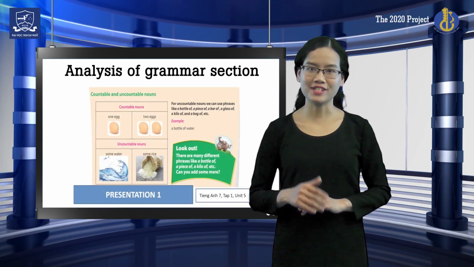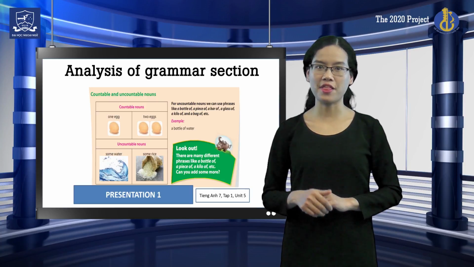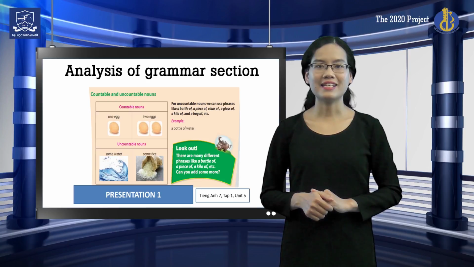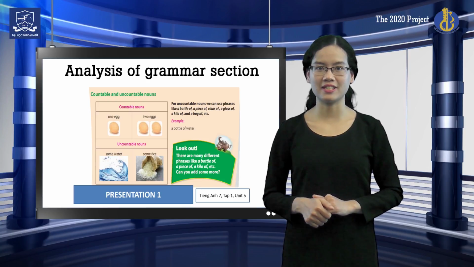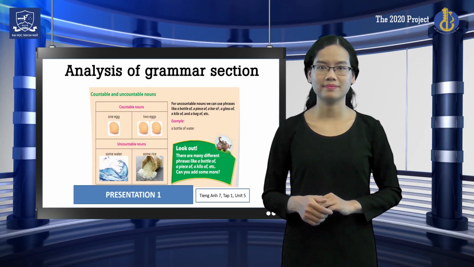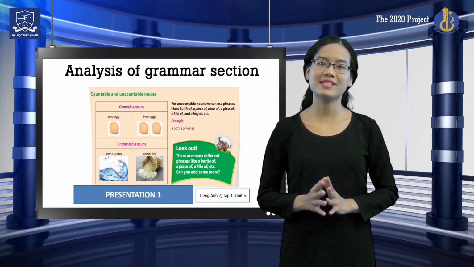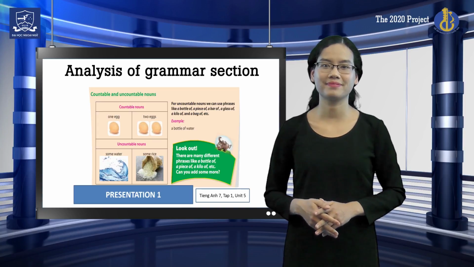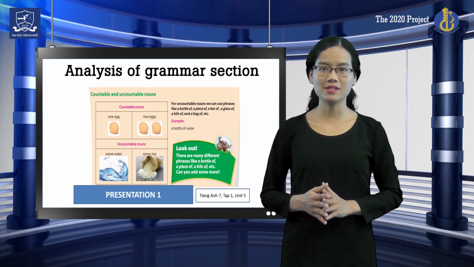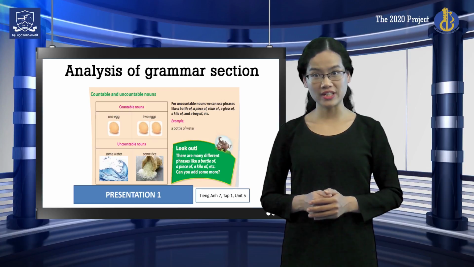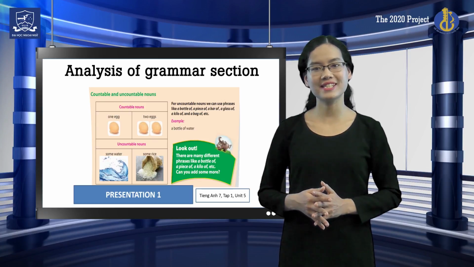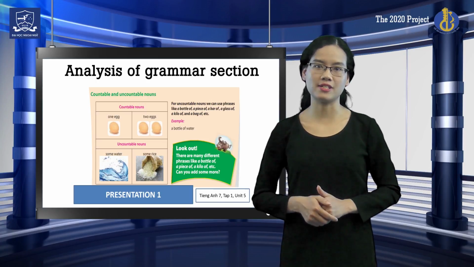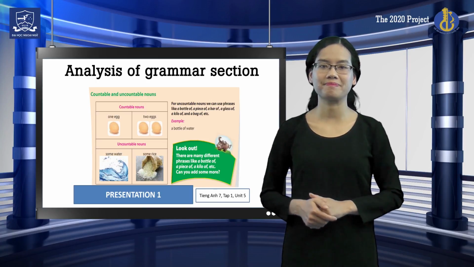Alright, we have just looked at two approaches and three methods to teaching grammar. Now, let's look at one grammar section in the textbook. As I said, this grammar section is taken from Tiếng Anh 7 Tập 1, Unit 5. First, we'll look closely to see how it is organized and the features of this section. Then, we'll decide on what adaptations we could make and why.